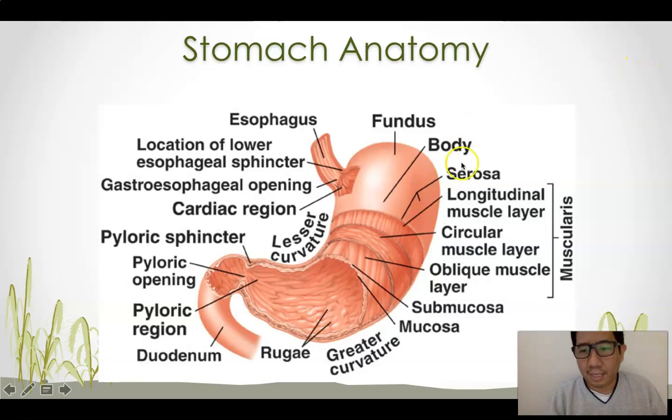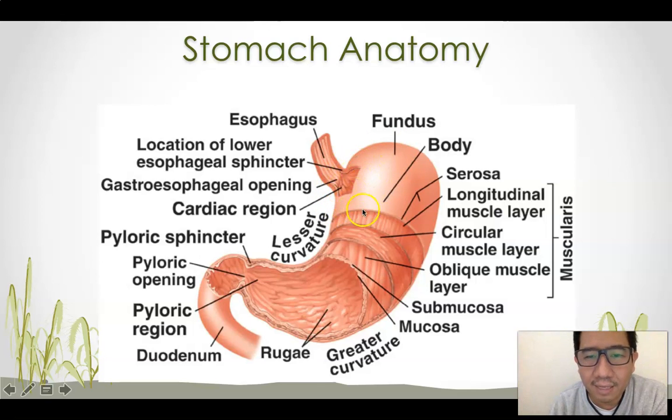You might want to know these: the top of your stomach is called the fundus. You like to have fun on the top. Some people like to have fun on the top. So fundus. The body is right here. So this is the body of the stomach. You like to have fun on the top of the body, which is right here. It's called the fundus.